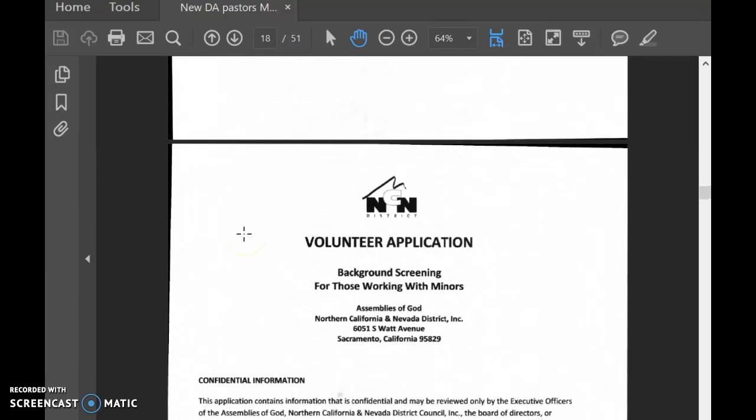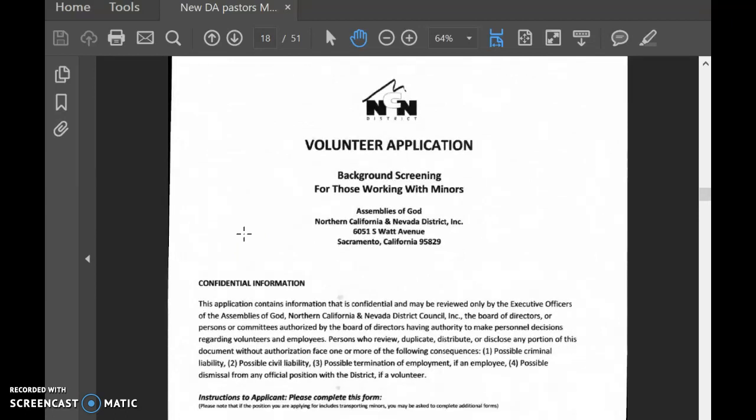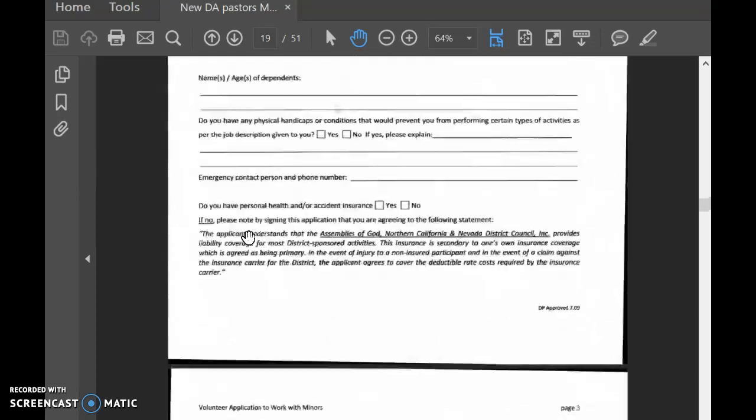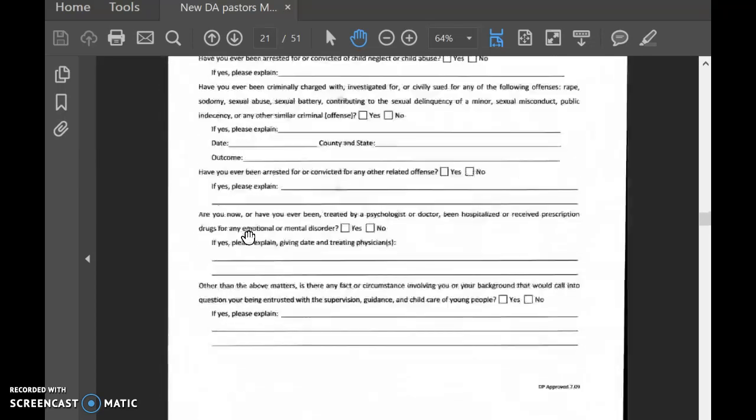Tab 3 is background screening for those working with minors. And let's see, moving right along here, I don't want to keep us too long. You can read all this information.